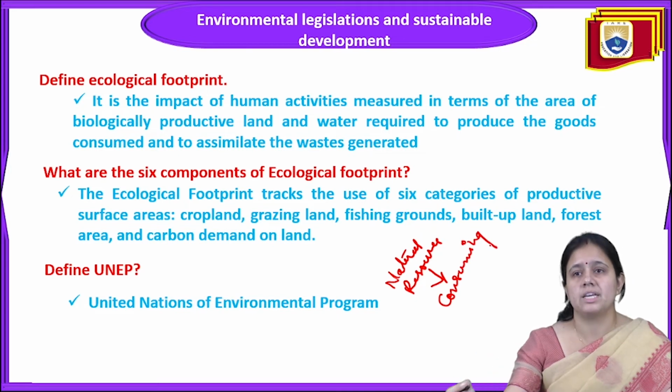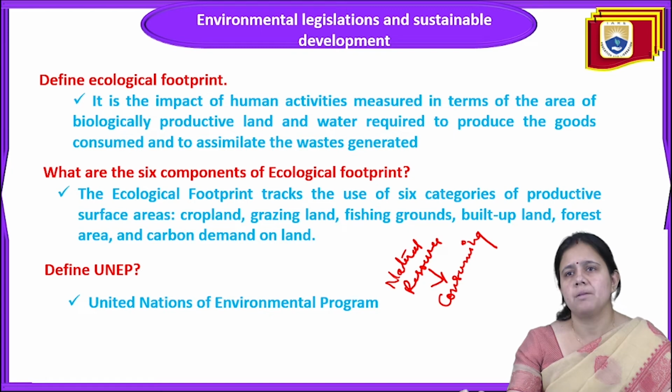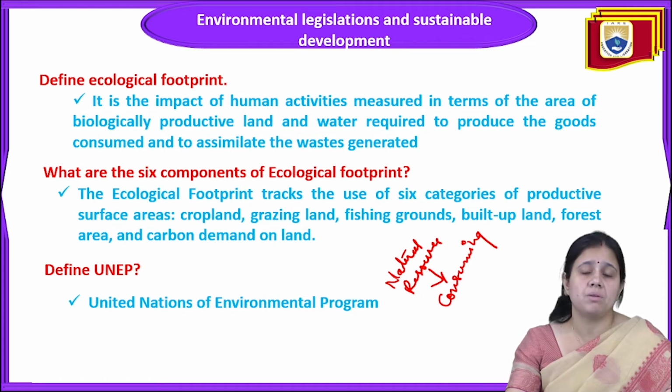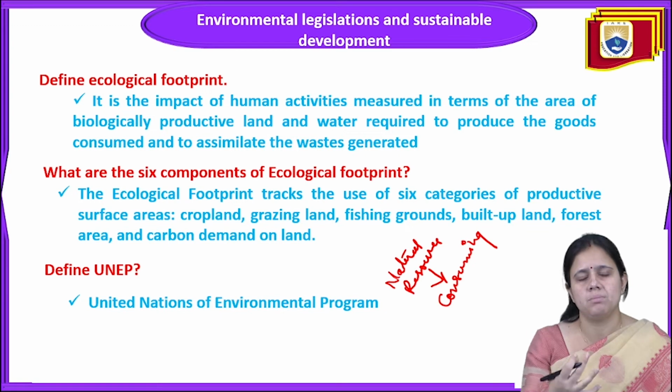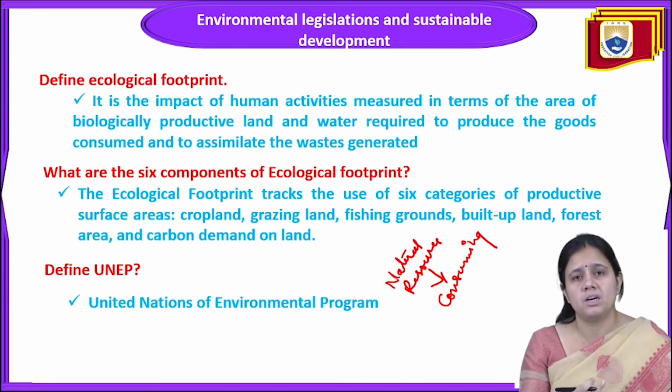Consuming is called the ecological footprint. It is the impact of human activities. It can be measured in terms of the area of biologically productive land and water that a human being gets from nature, that is, natural resources like water, soil, crops. Whatever goods and services a human being can obtain from the environment is called the ecological footprint.